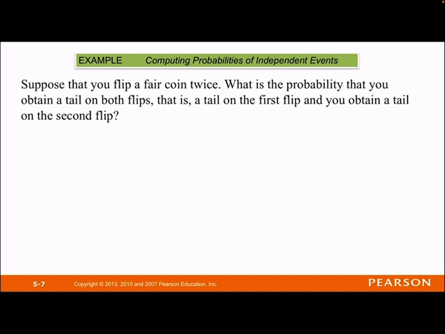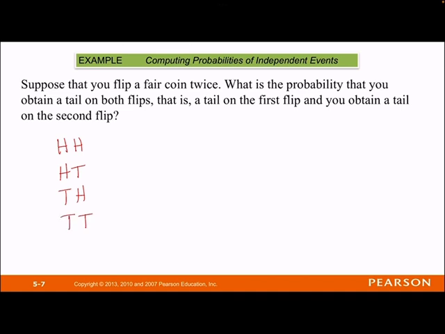Suppose that you flip a fair coin twice. What is the probability that you obtain a tail on both flips? That is, a tail on the first flip and a tail on the second flip. The first thing we're going to do is look at all of our possibilities. I can toss a head and then a head. I can toss a head first, then a tail, or I could toss a tail, then a head, or I could toss a tail and a tail.